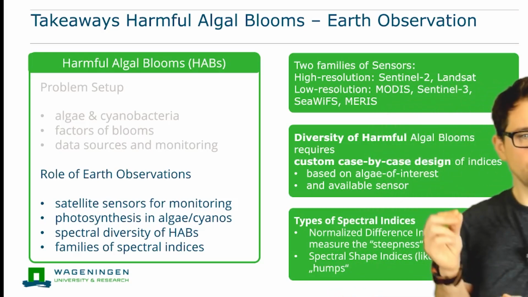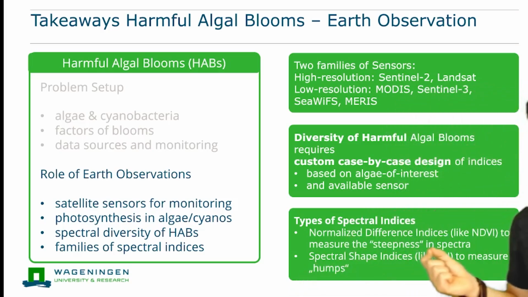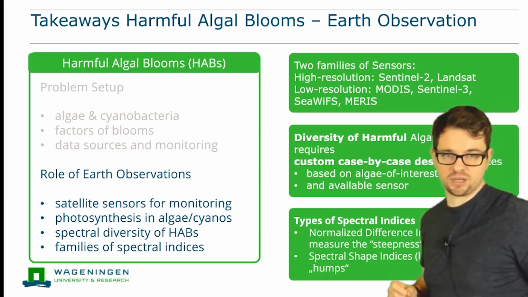And then there are 2 types of spectral indices that you can use. Normalized difference indices like NDVI, to measure the steepness of the spectra, or spectral shape indices like the floating algae index, to measure the humps or the troughs in the spectrum.